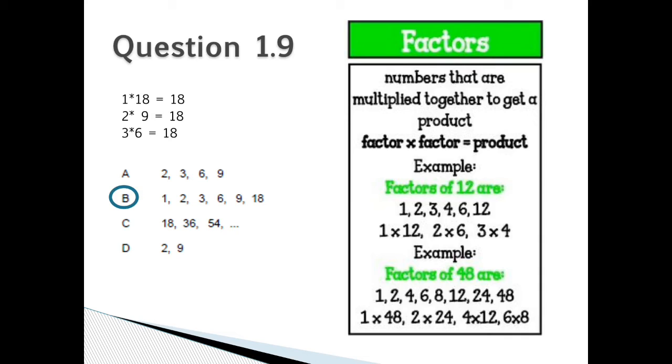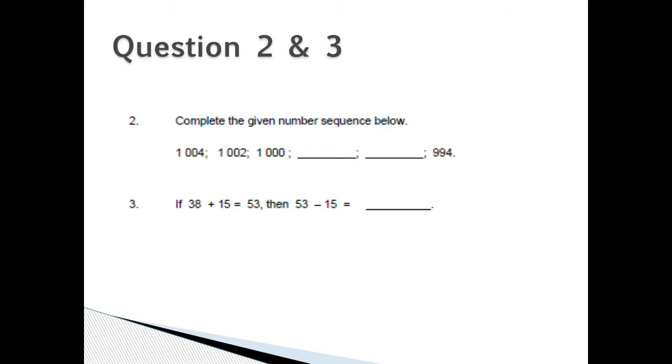In our question, the correct answer is B, where 1, 2, 3, 6, 9, and 18 are all factors of 18. Complete the given number sequence below. 1004, 1002, 1000, space, space, 994. And question 3, if 38 plus 15 is equal to 53, then 53 minus 15 is equal to what?